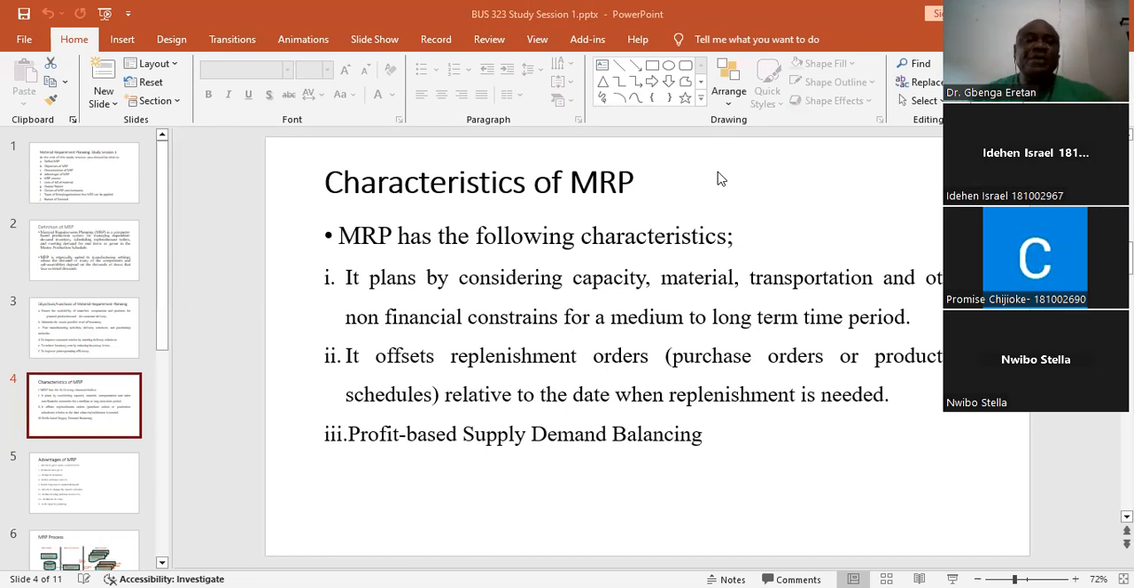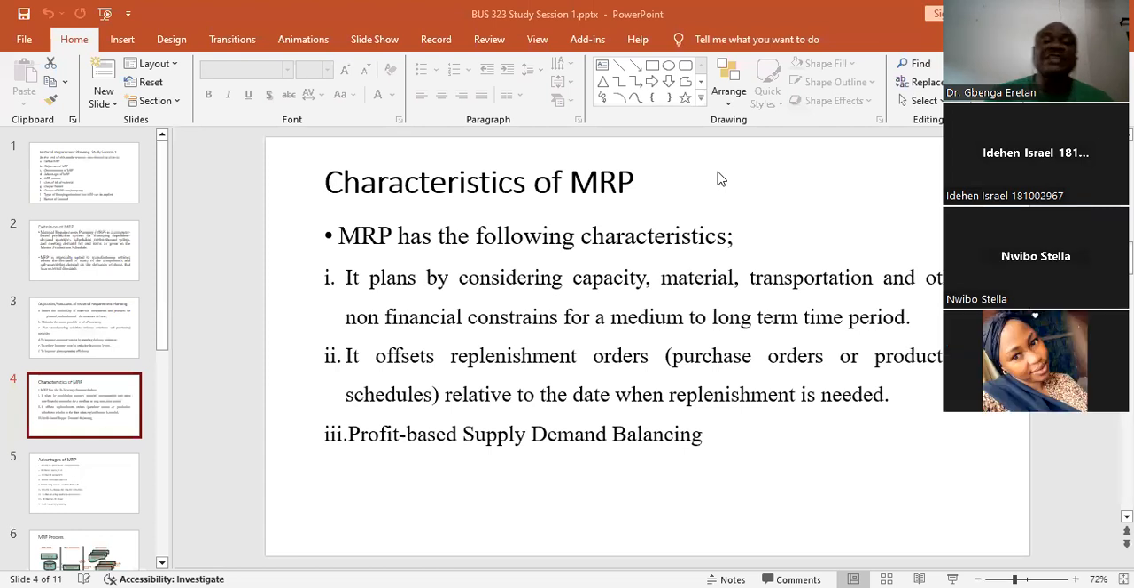That is, you'll be able to replenish or get back what you have sold without any problem, taking into cognizance the lead time. Because the lead time is the time for which you actually order for a product and the time when it is actually supplied.